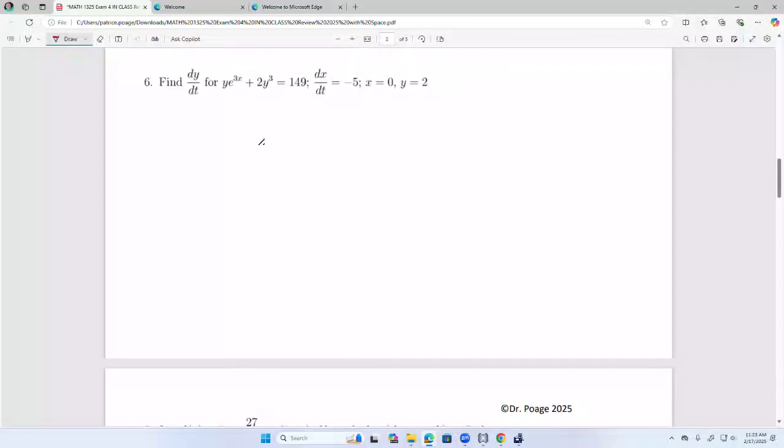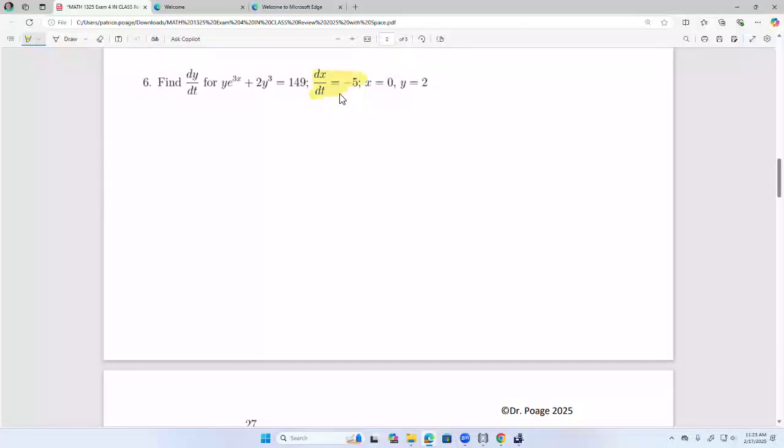Okay, number 6, it says find dy/dt. So we're finding dy/dt, and we're given all these values to plug in. They give us dx/dt, and they give us x, and they give us y. So I'm going to plug all three of those in once I take the derivative of everything with respect to time.